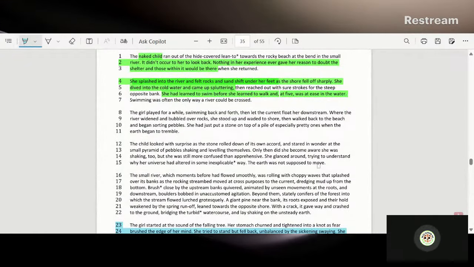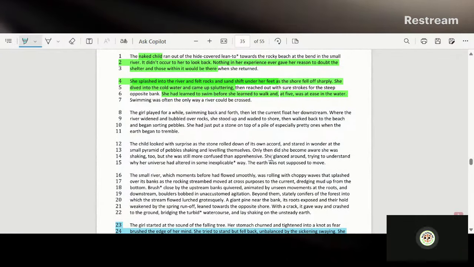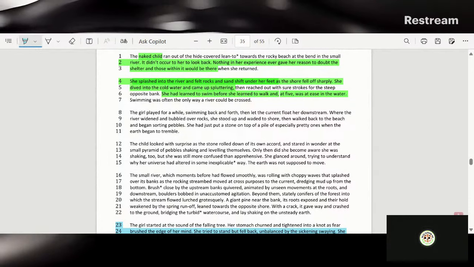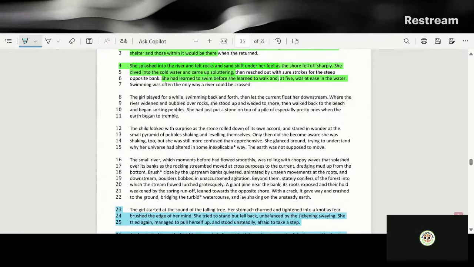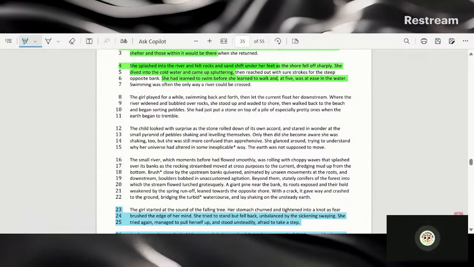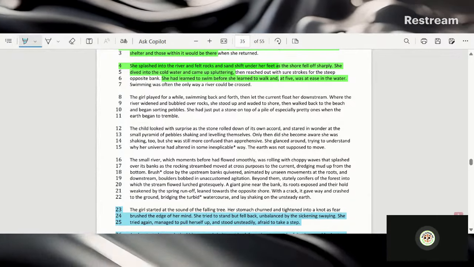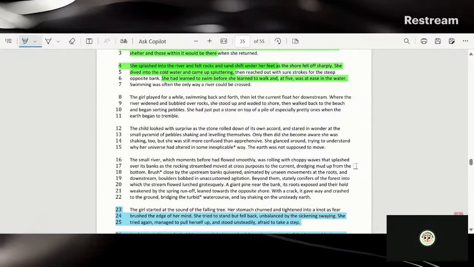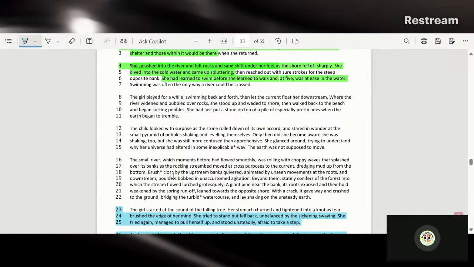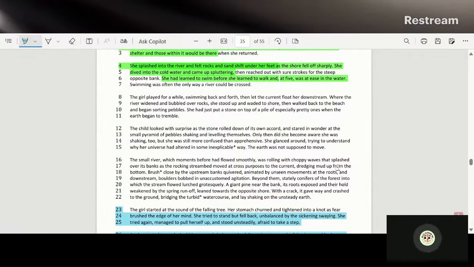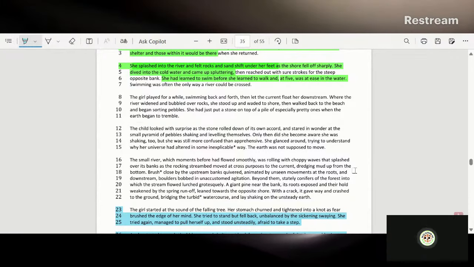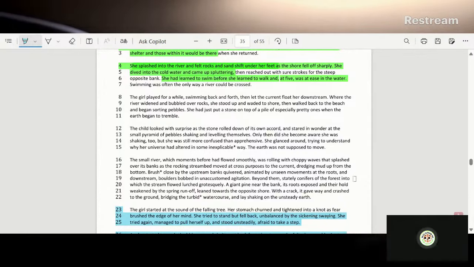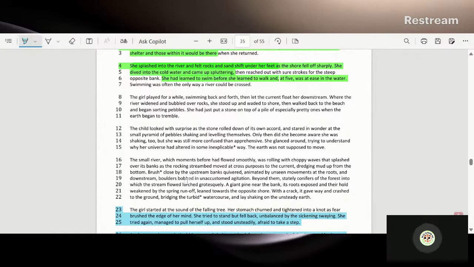Only then did she become aware she was shaking too, but she was still more confused than apprehensive. She glanced around, trying to understand why her universe had altered in some inexplicable way. The earth was not supposed to move. The small river, which moments before had flowed smoothly, was rolling with choppy waves that splashed over its banks as the rocking streambed moved at cross purposes to the current, dredging mud up from the bottom. Brush close by the upstream bank quivered, animated by unseen movements at the roots and downstream. Boulders bobbed in unaccustomed agitation. Beyond them, stately conifers of the forest into which the stream flowed lurched grotesquely.